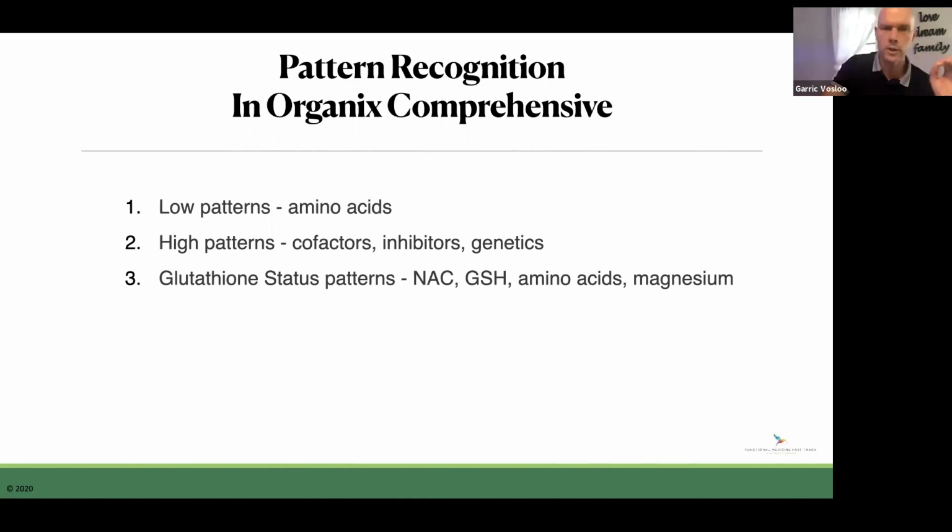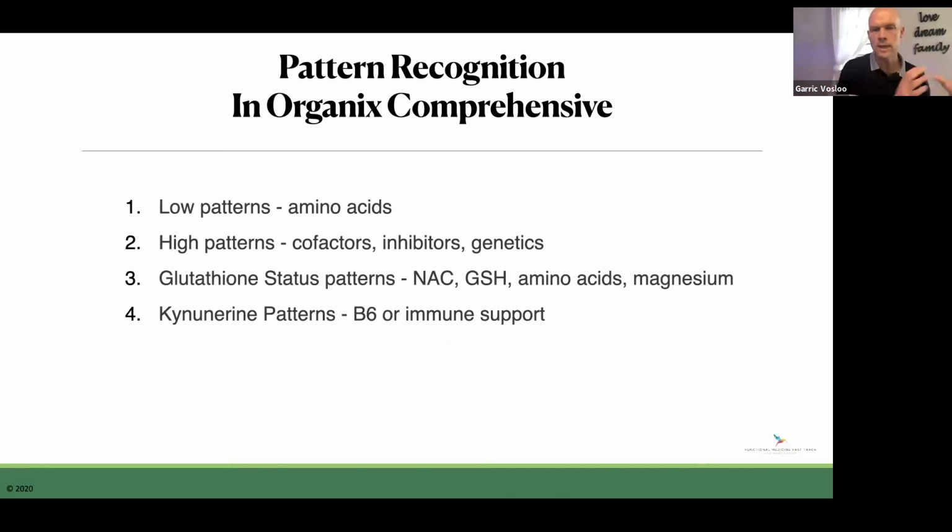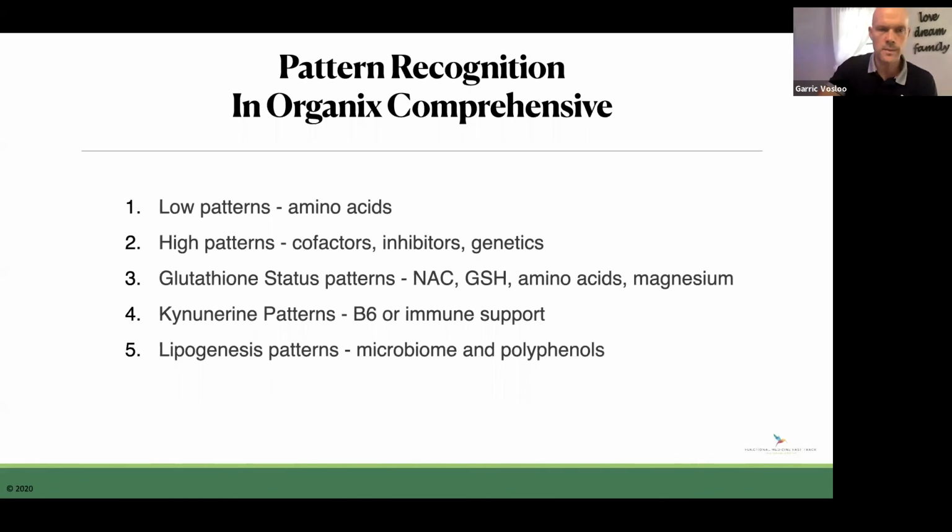When it comes to glutathione status patterns, we need to be thinking of NAC, glutathione, amino acids, magnesium. For kynurenate patterns, think about whether we need to head towards B6 support, or whether we need to support the immune system and see what is spurring that immune activation. And then for lipogenesis patterns, we need to be thinking of the microbiome and polyphenols, and how we rebalance that microbiome and improve our polyphenol ingestion and the bacteria that feed off of it.